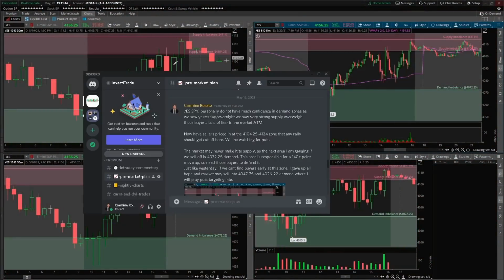To get more context of the first trade, let's go over the pre-market plan. Again, this is not to boast about how well the plan worked out. This is just to get context and show you the levels that we were watching, all based off of technical analysis. So what we were watching today was sellers that were priced in at 4104 to 4124, that any rally should get cut off there. We're going to be watching for puts at that supply imbalance. The next area, if we sell off, is gauging how well buyers defend the 4072 demand zone. It was a very strong area responsible for a very large rally.